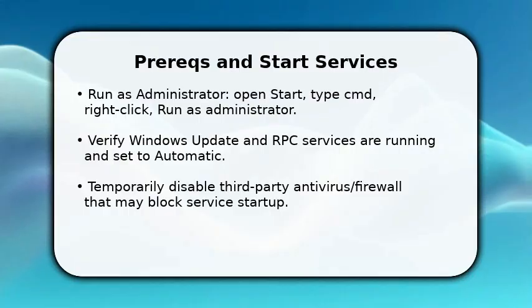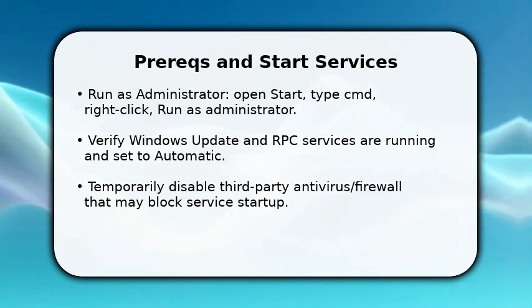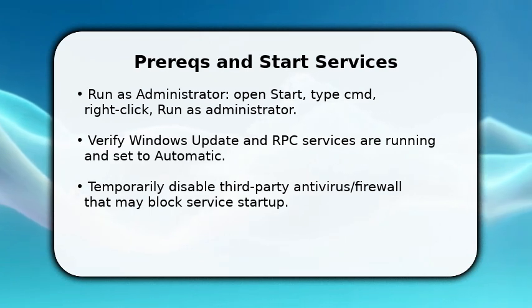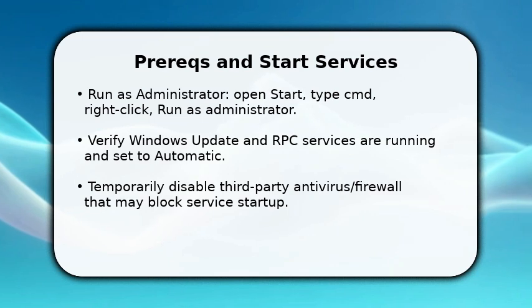Enjoy the video. You begin by elevating privileges because Windows Security Center requires admin rights to change services. Open an elevated command prompt and check that Remote Procedure Call and Windows Update are running and set to automatic. These dependencies are why the Security Center often won't start.